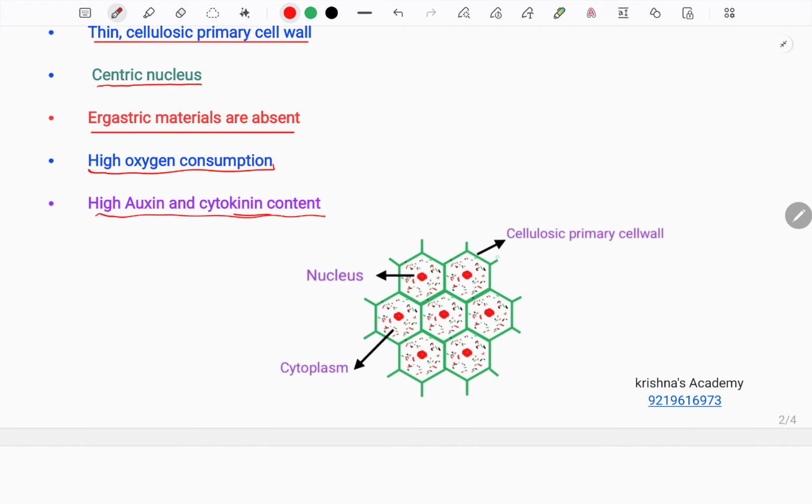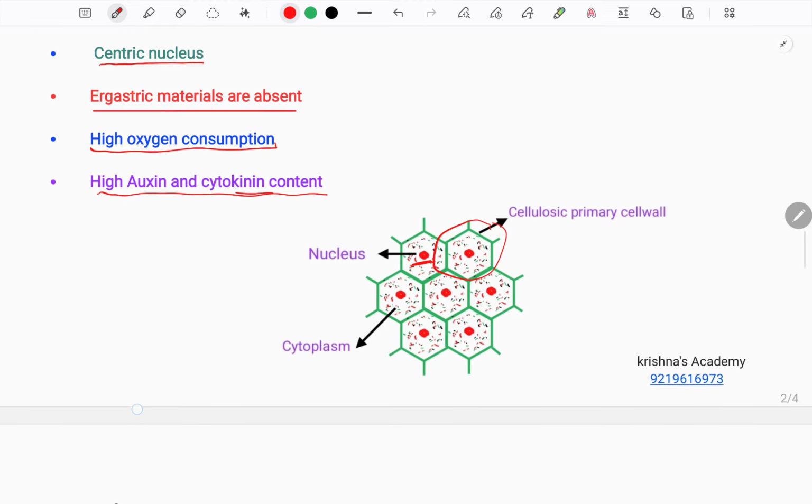The cells are polygonal, as you see in this diagram. The nucleus is present in the center. This is the nucleus. It is surrounded by a layer of cytoplasm, and the cell wall is a cellulosic primary cell wall. Cellulosic primary cell wall is present, and in the diagram the intercellular spaces are absent. So these are some important characteristic features of the meristematic tissue. I think all are very clear to all.